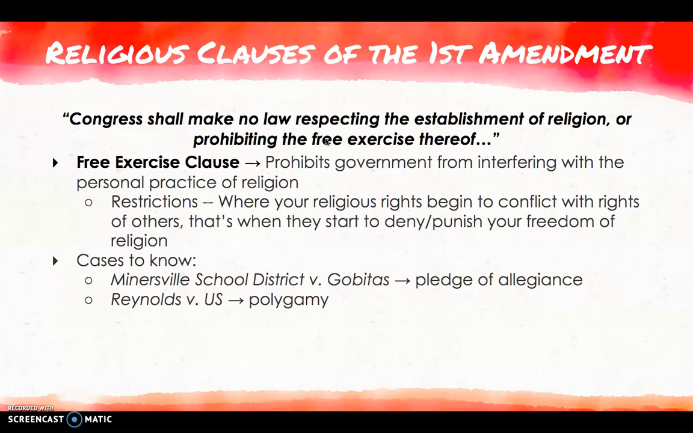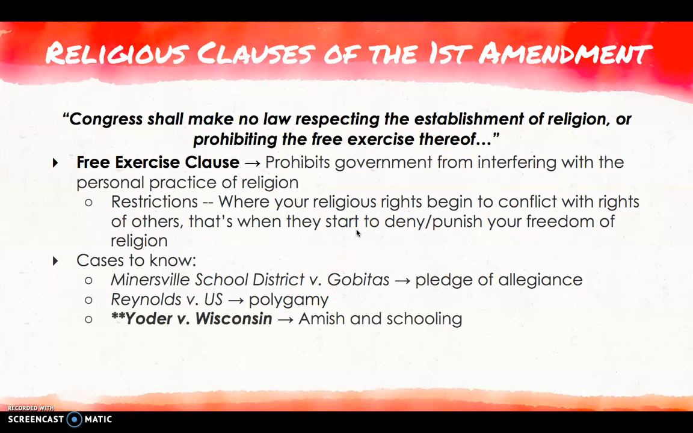Now, Reynolds versus United States, on the other hand, is a restriction of free exercise. This is a case dealing with polygamy. Reynolds was a Mormon, and the courts ruled against him, saying that no, polygamy is not protected under the clause because it is illegal and it deeply opposes the moral interests of our country. So that is restricting freedom of religion based on this interpretation.